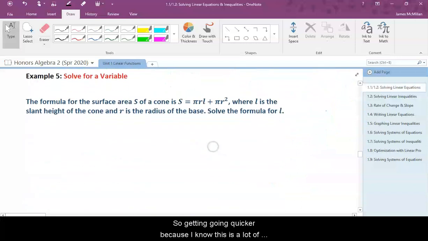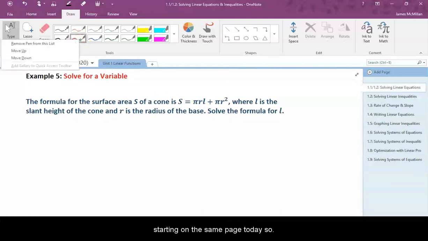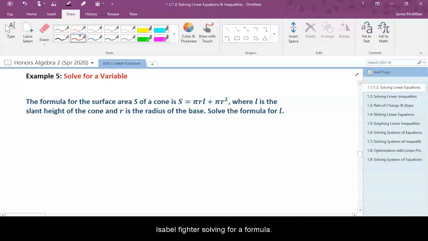So again, going quick here because I know this is a lot of old material. We're pushing through to make sure we're starting on the same page today. So, example 5 here, solving for a formula. The formula for surface area of a cone is S is equal to pi r L plus pi r squared, where L is the slant height of the cone.